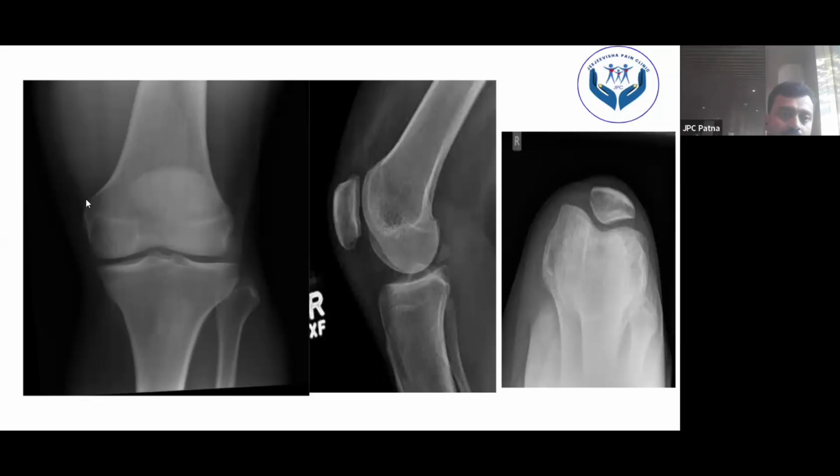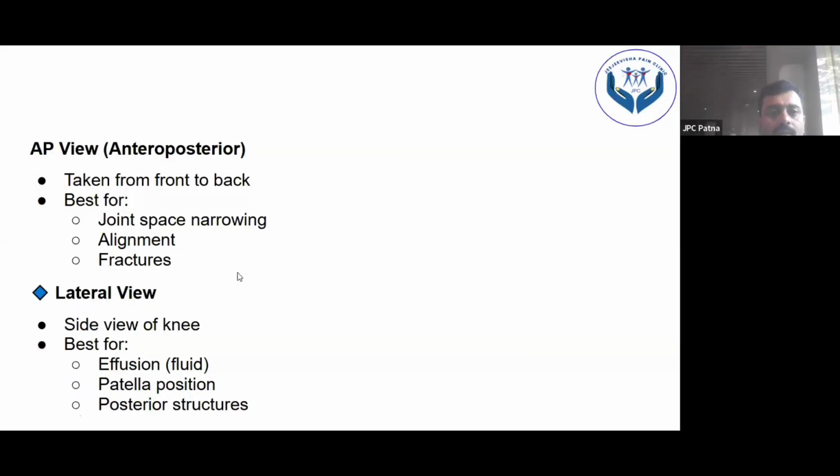Or take a straight line at 90 degrees from the femoral lateral epicondyle and come down. If you are crossing the tibia at the lateral end, well and good. It is very well aligned. If there is any fracture, you will find it accordingly.